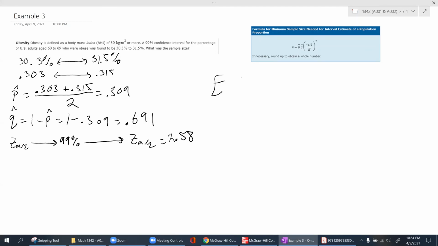And we know here the margin of error is going to be the difference between the sample proportion and either endpoint of my interval. So let's go ahead and do the far right endpoint. That's going to be 0.315 minus p. What was my p value? This is 0.309. We plug that in: 0.315 minus 0.309 gives me 0.006.